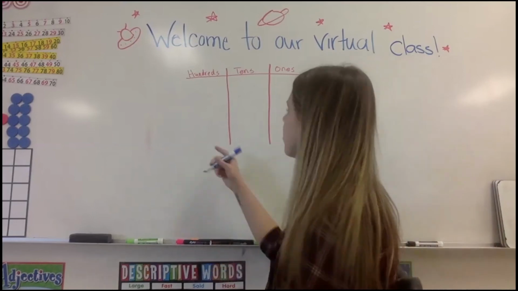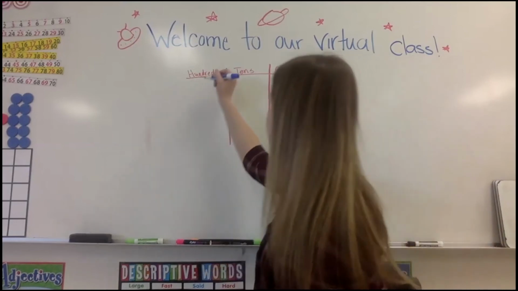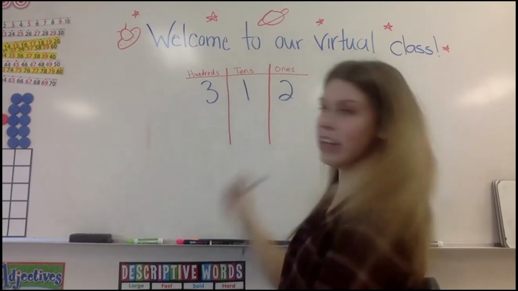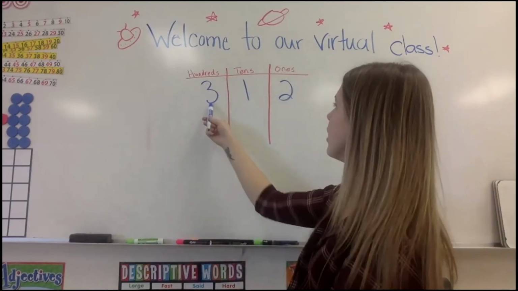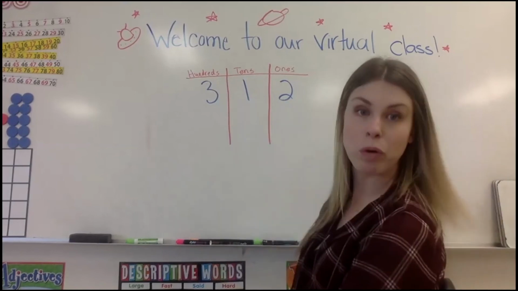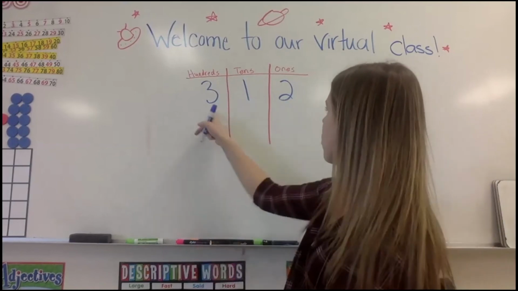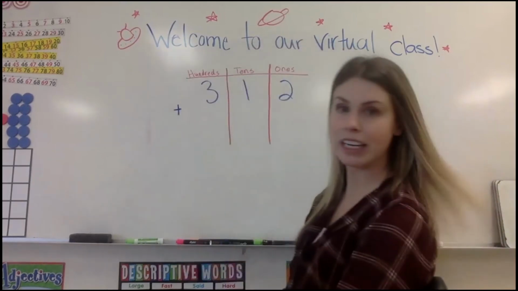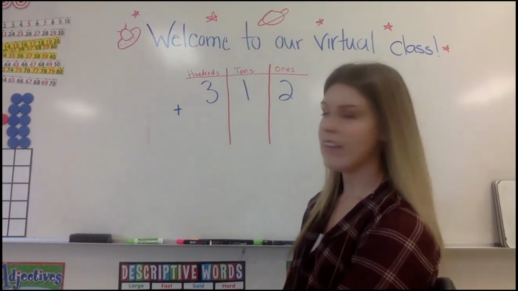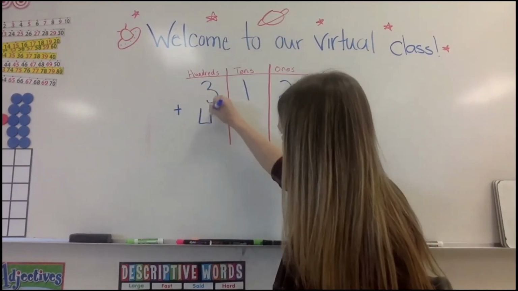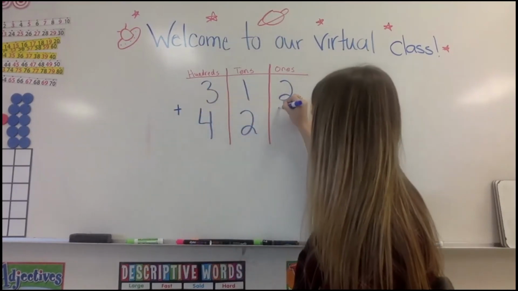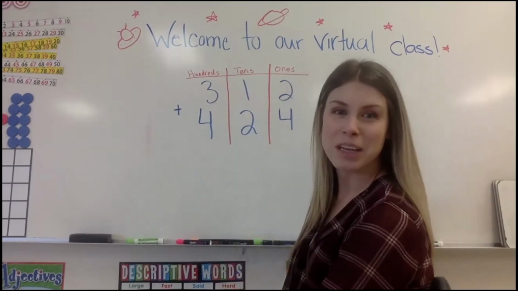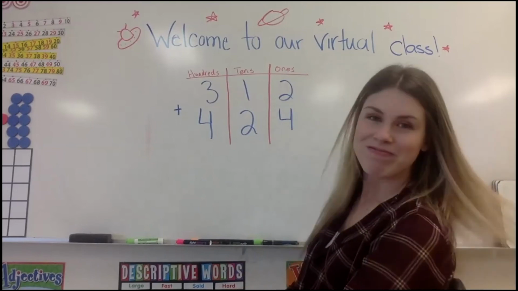Okay, so the first number I'm going to add is 312. In the number 312, I have 3 hundreds, 1 ten, and 2 ones. So they go in their columns. Then I need to add my plus sign, my addition sign, because we're adding. And then I'm going to add my next number, which is 424. There. See, same teacher. There, all done.